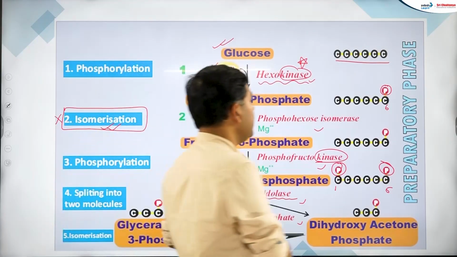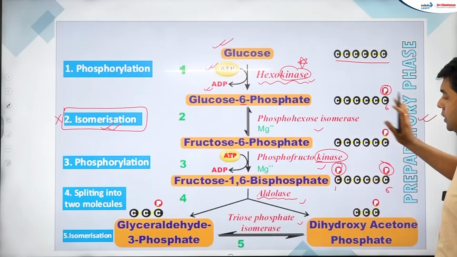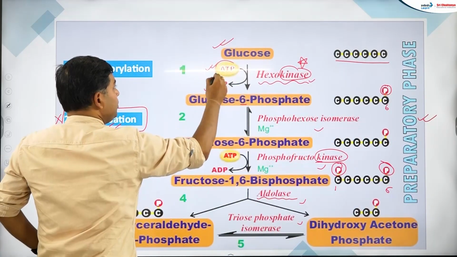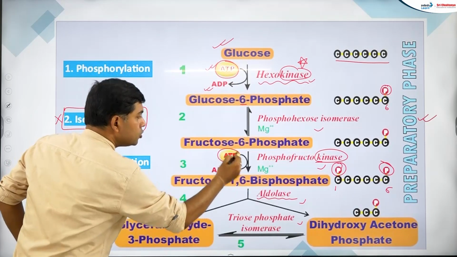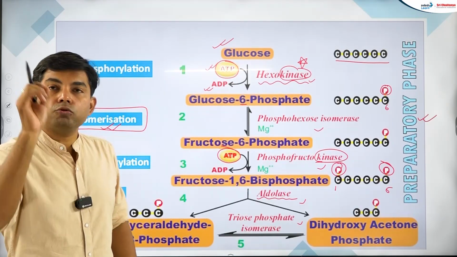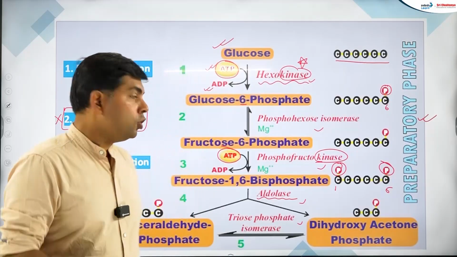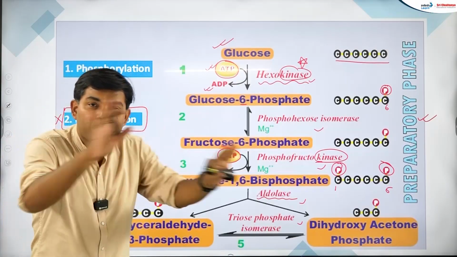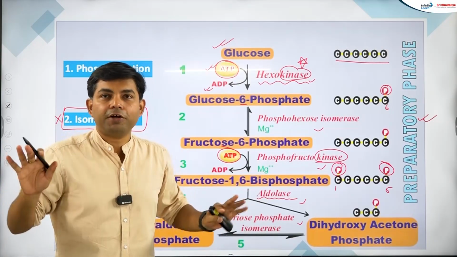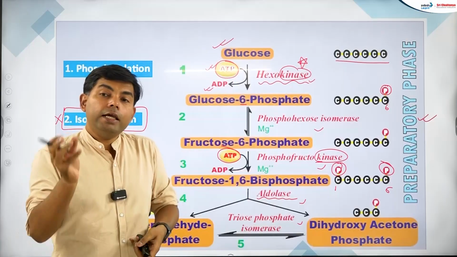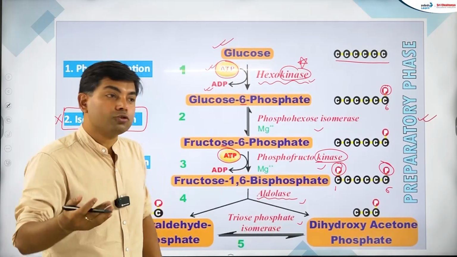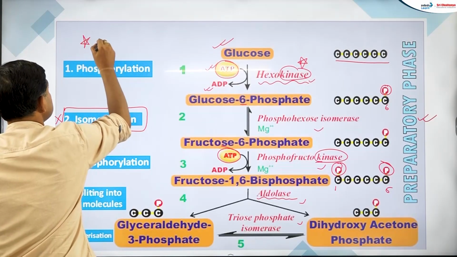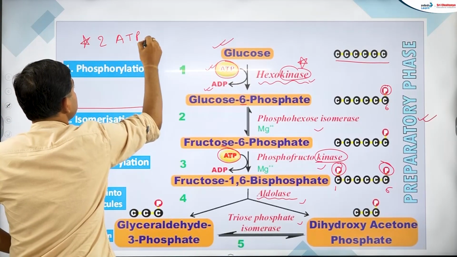So this we call the preparatory phase. Now in this preparatory phase, you can see that one ATP is used here, another ATP is used here. This ATP is used as the source of phosphate. So 2 ATP are used. See, in this phase there is no production or release of ATP. It is investing. That's why it is called the preparatory phase. So in the preparatory phase, 2 ATP are used.